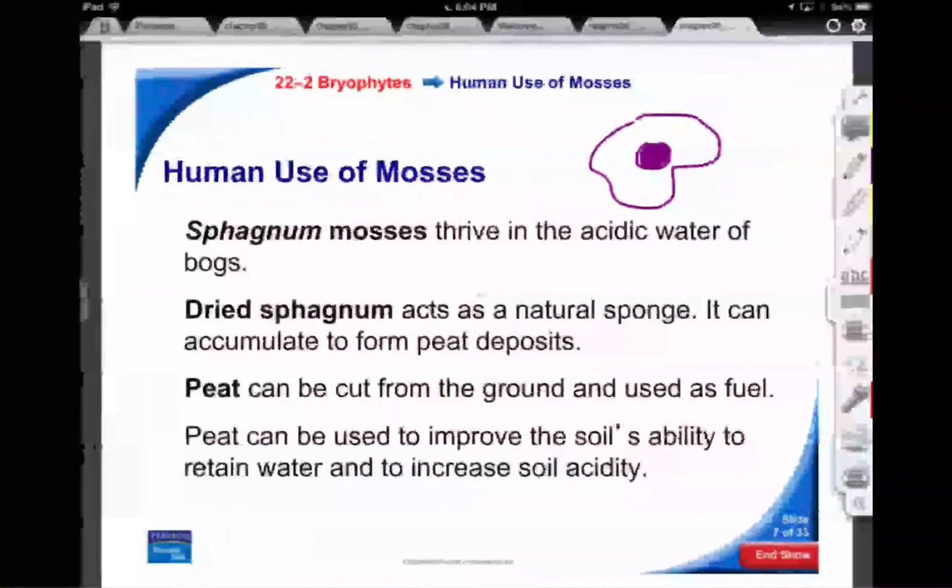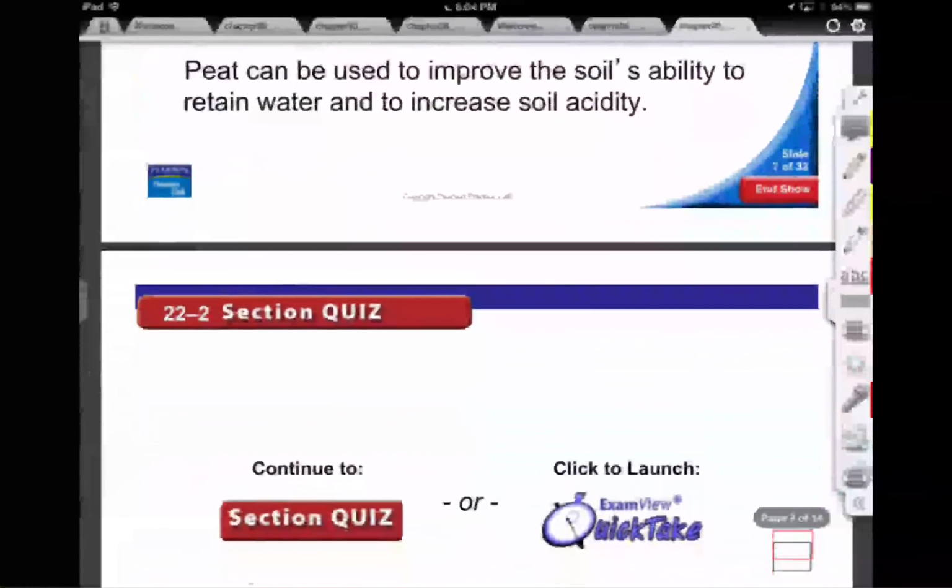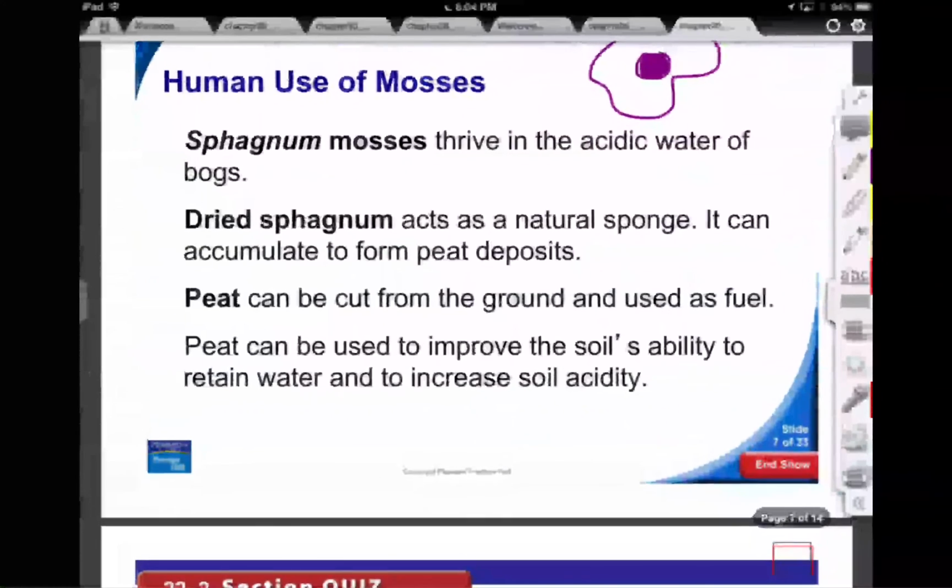But I wanted to show that to you because bogs are just so darn acidic. They do a great job of reducing the action of bacteria. Okay, well, that's quick. That took us to the end of human uses of mosses.